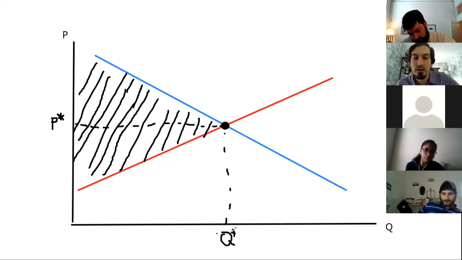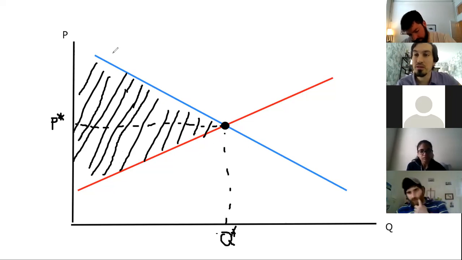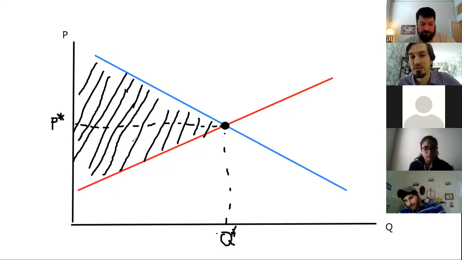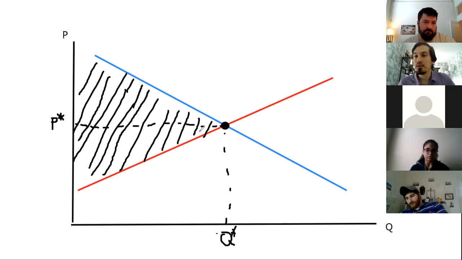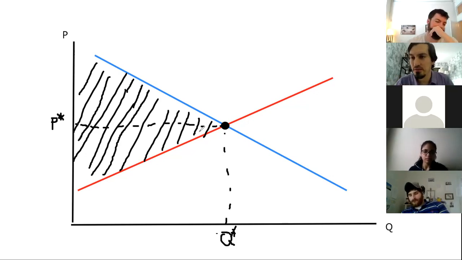And of all the P stars and Q stars that are possible in this market, the one that represents the competitive equilibrium is the one which maximizes this area. It is this idea of the first fundamental theorem of welfare economics. That's the point that maximizes trade surplus and consumer welfare and total welfare.